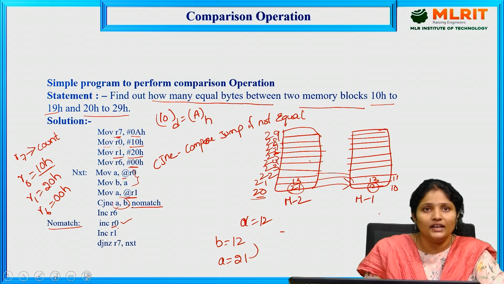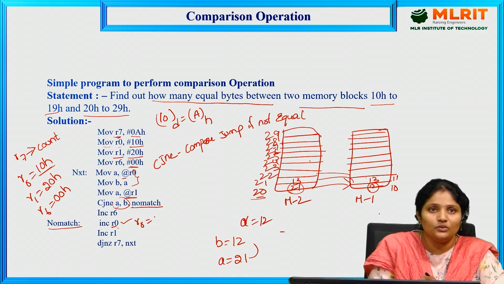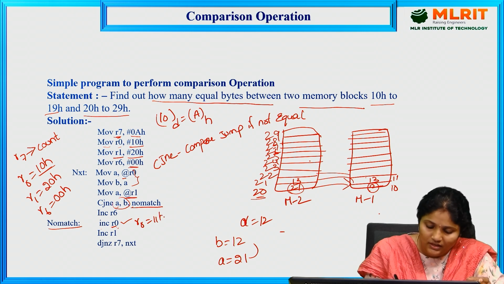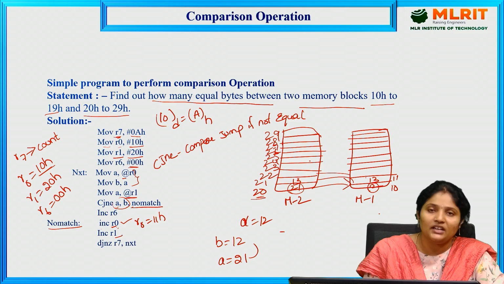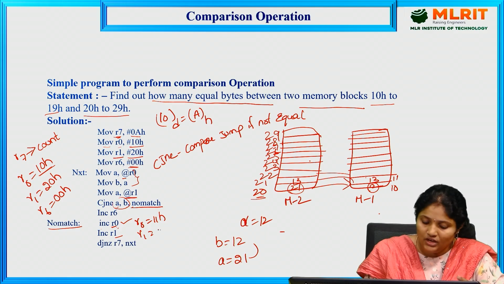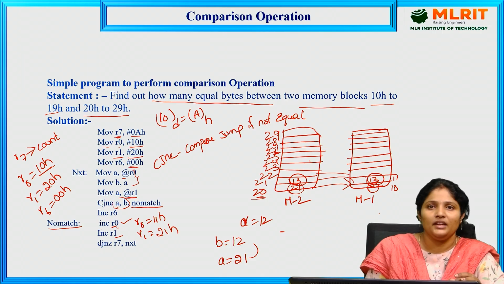Now what is the data present in R0? R0 is having 10H. After executing this increment operation, it will become 11H. Likewise here the increment R1 operation is done. R1 was previously 20H, now 21H. So this second 13 and here also 13 will get compared.